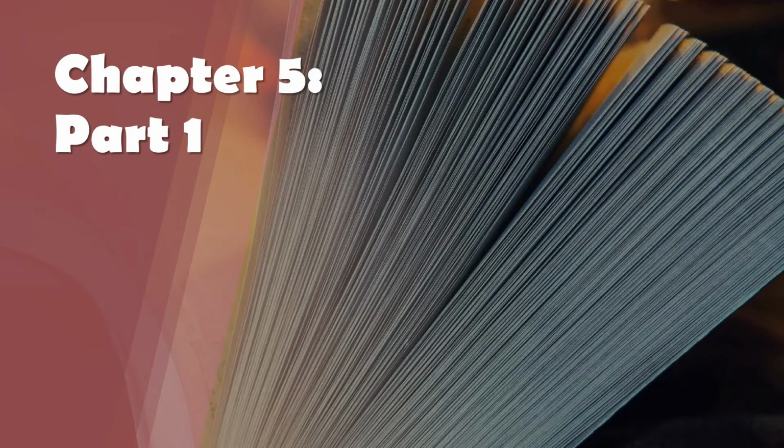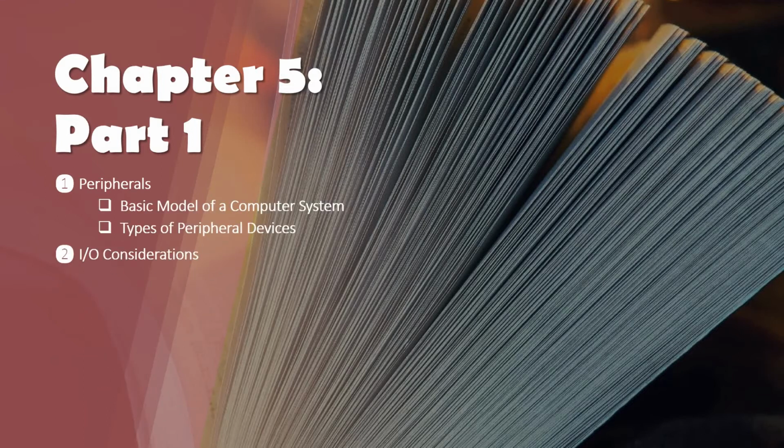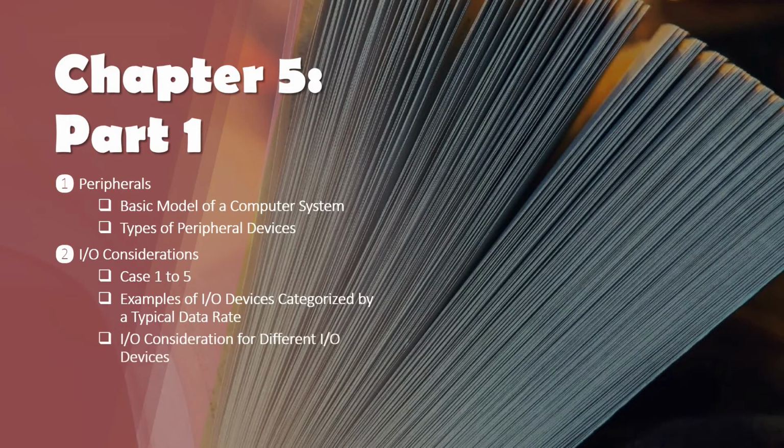Chapter 5. Part 1. Peripherals. Basic model of a computer system. Types of peripheral devices. I/O considerations. Case 1 to 5. Examples of I/O devices categorized by a typical data rate. I/O consideration for different I/O devices.